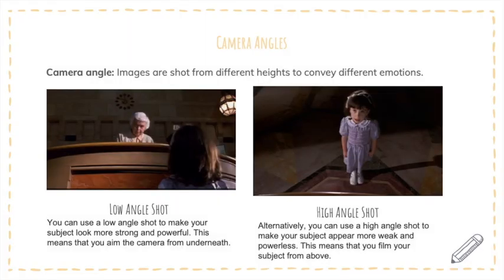Lastly, we are looking at camera angles. Camera angles refer to images that are shot from different heights to convey different emotion. There are two provided here. We've got low angle shots and high angle shots.